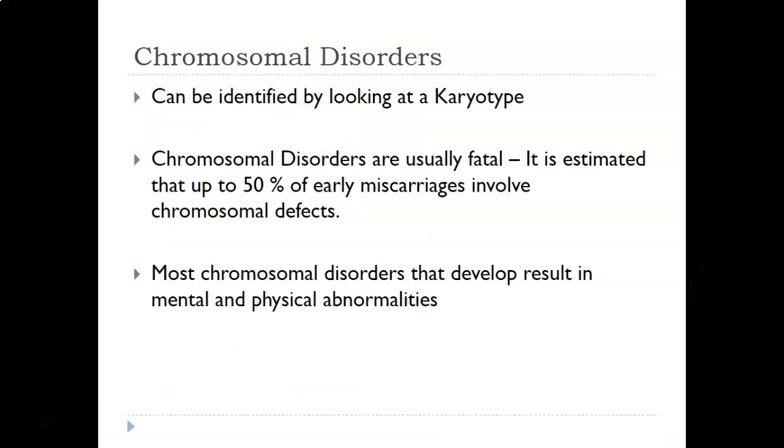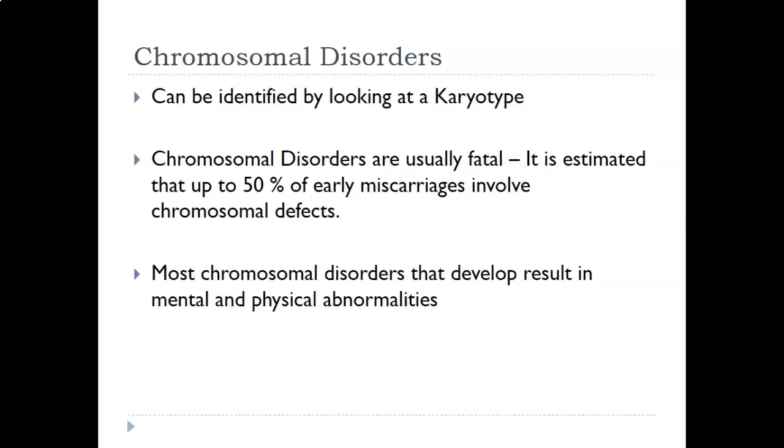Now, we're going to look a little bit further into chromosomal disorders. We can determine what a disorder is based on a karyotype. A karyotype is just laying out all of the chromosomes in order, and then you can see if there are multiple or fewer than what you're looking for, or changes that you aren't really expecting to see.